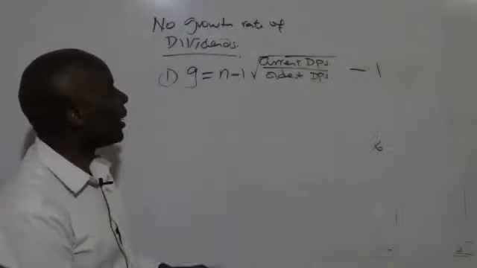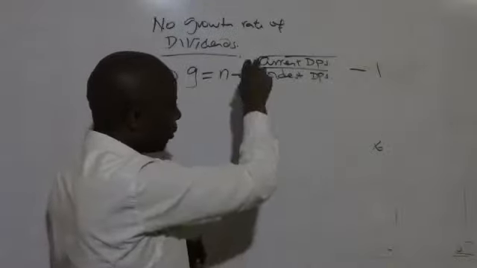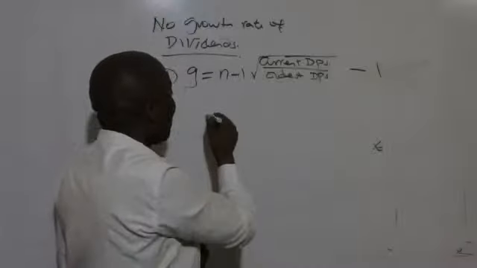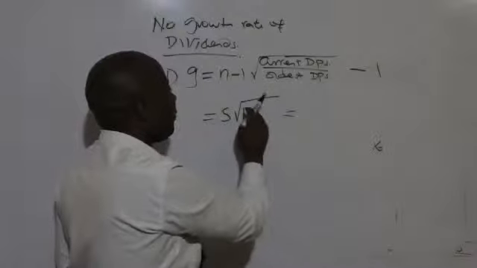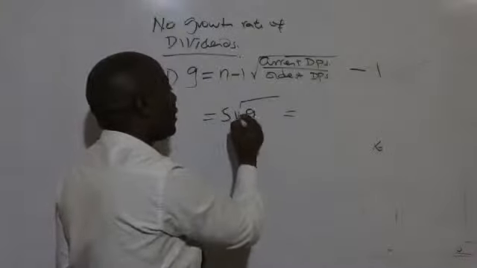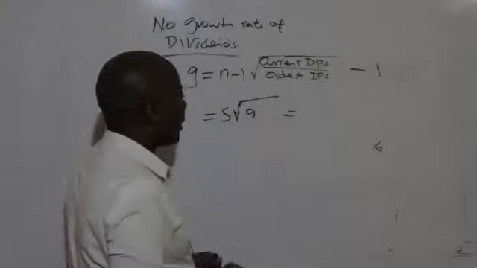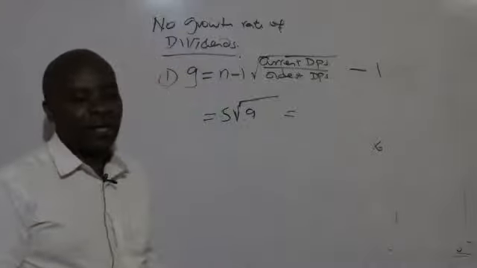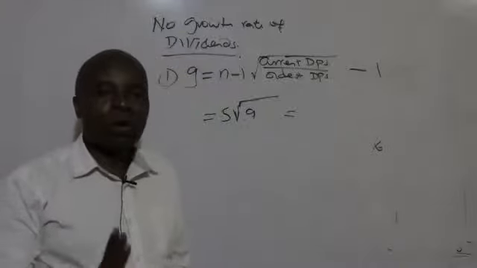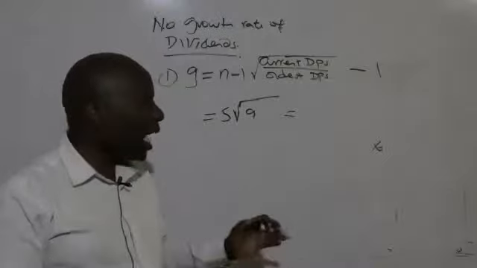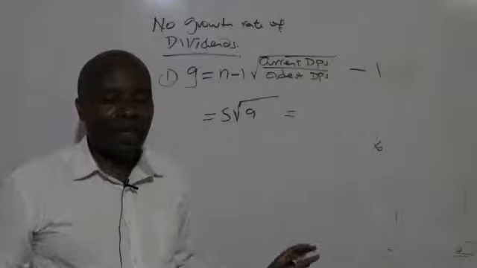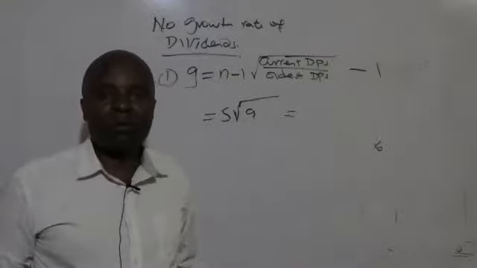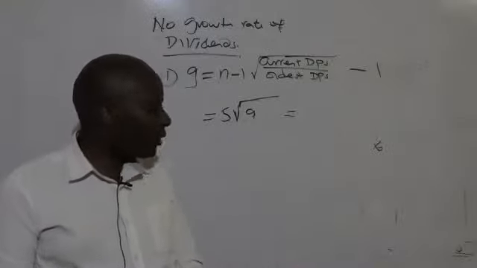So ladies and gentlemen, I would want you to do me a favor even before I show you how to get this G. If somebody wanted to get the 5th root of 9, could you kindly give me the answer? Let's see how many students will be able to give us the correct answer, that is 1.55.